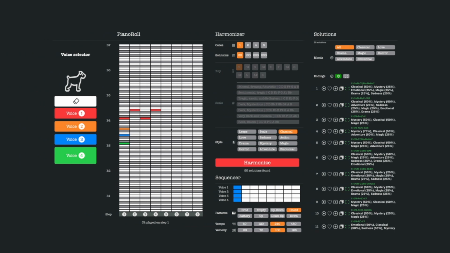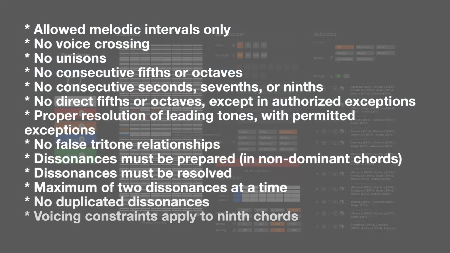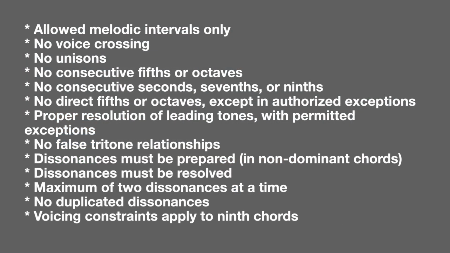The implemented harmonization rules: the Harmonization Treatise of Théodore Dubois has been used as a reference for the rules to be applied. Woolfy implements in particular the following rules. Allowed melodic intervals only, no voice crossing, no unisons, no consecutive fifths or octaves, no consecutive seconds, sevenths, or ninths, no direct fifths or octaves, except in authorized exceptions, proper resolution of leading tones, with permitted exceptions, no false tritone relationships. Dissonances must be prepared in non-dominant chords.